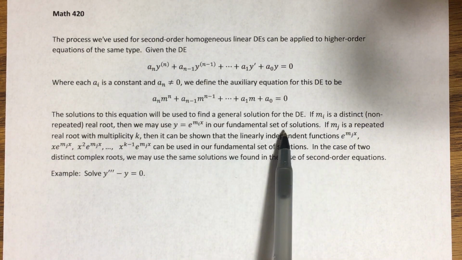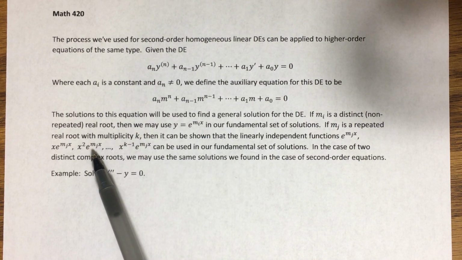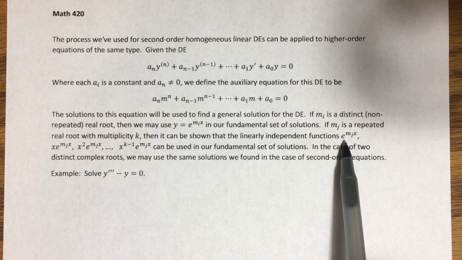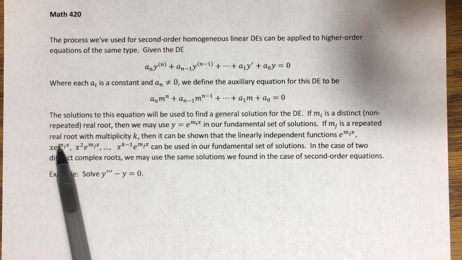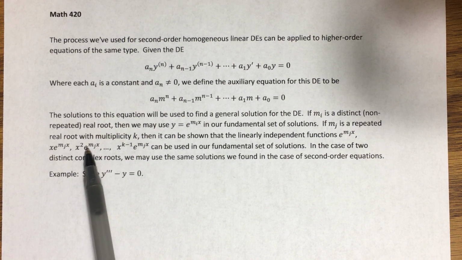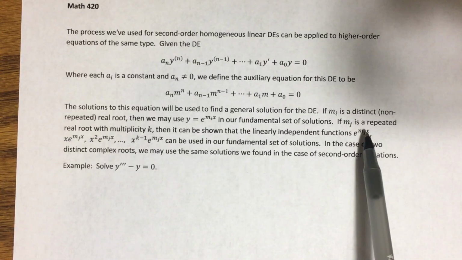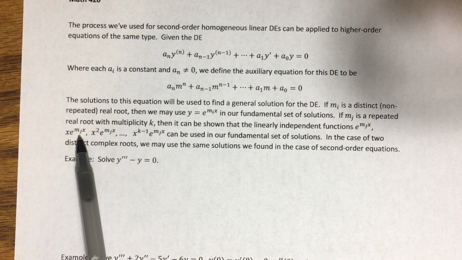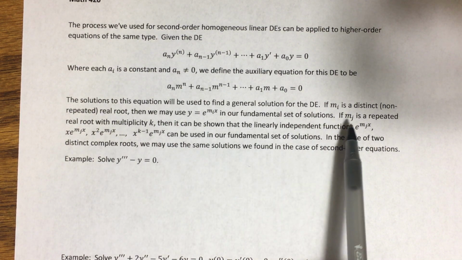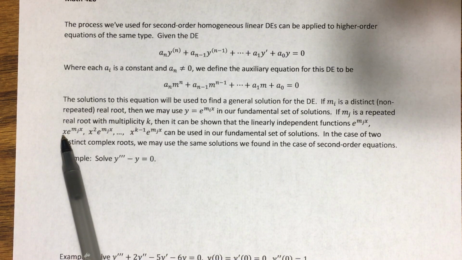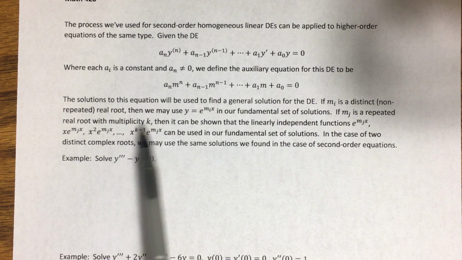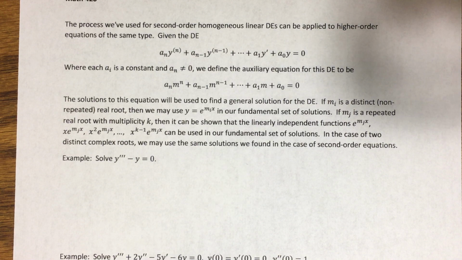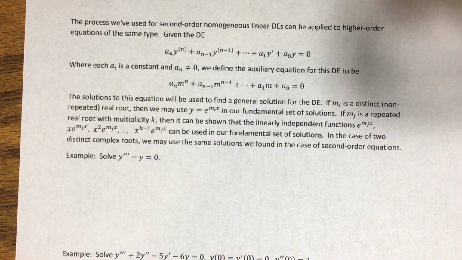If we have a repeated root, kind of like what we did in case 2 of the second order case, we can use the solutions e to the m_j x, and then a second one, x e to the m_j x, and then x squared e to the m_j x. In the case of a second order equation, we had these two to form our general solution. But if the multiplicity of that root is even higher, we can keep raising the power of that x, make that an x squared, x cubed, so on and so forth, until we get to x to the k minus 1th power. Again, k is the multiplicity of that root. So all of those would be used in our fundamental solution set.